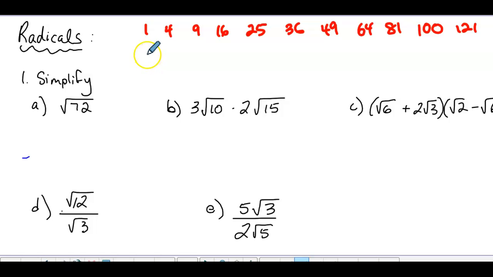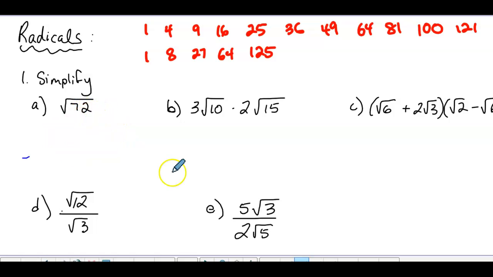Cubed roots, really only going up to about 5 cubed. So 1 cubed is 1, 2 cubed is 8, 3 cubed is 27, 4 cubed is 64, 5 cubed is 125. If you can remember the rest, that's great, but these are the most common. And I mean, you do have your calculator that you can check certain values if you need to.